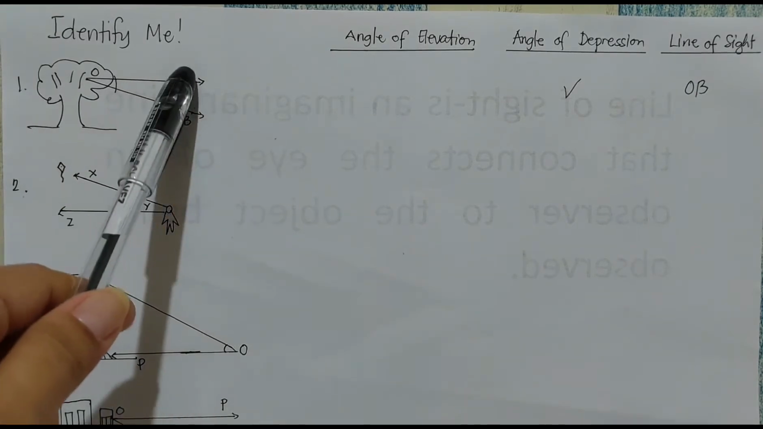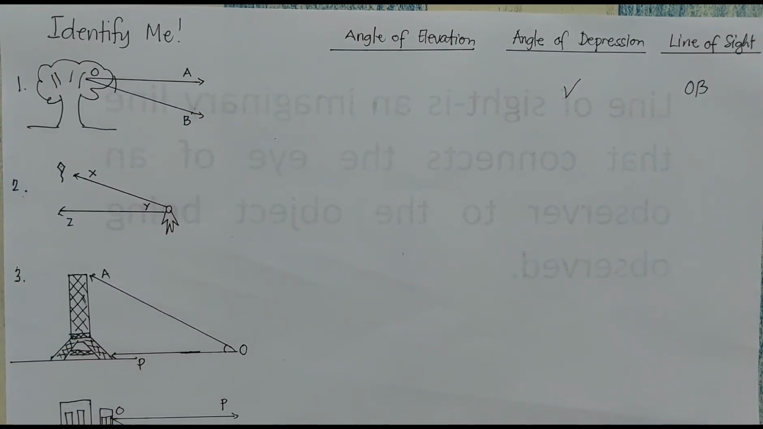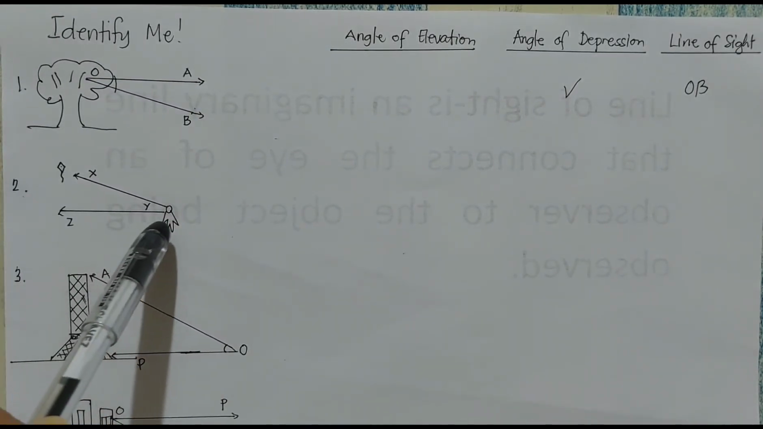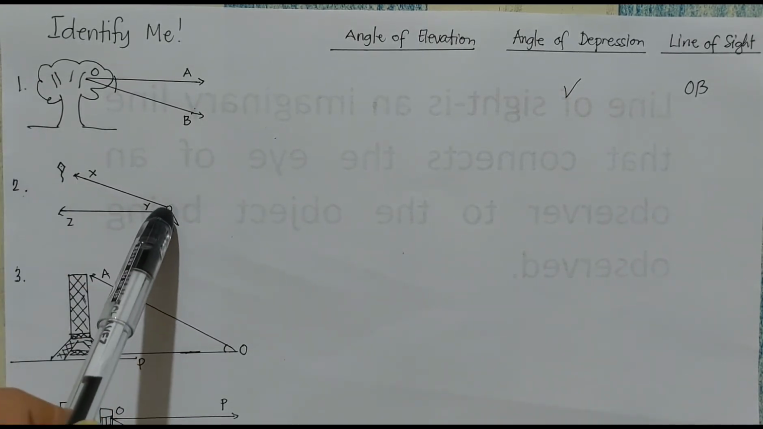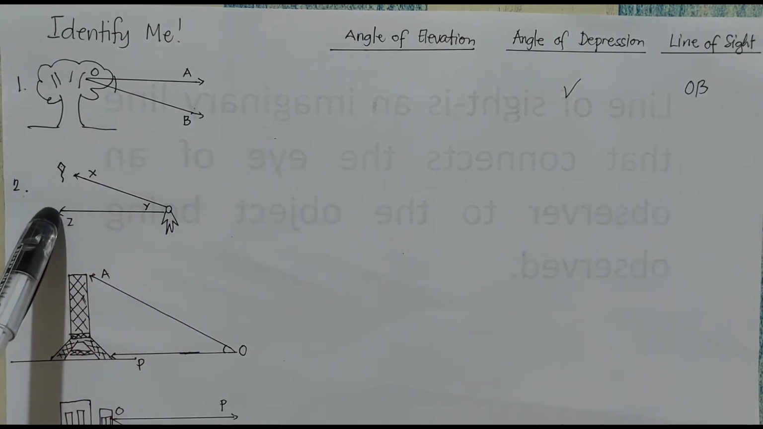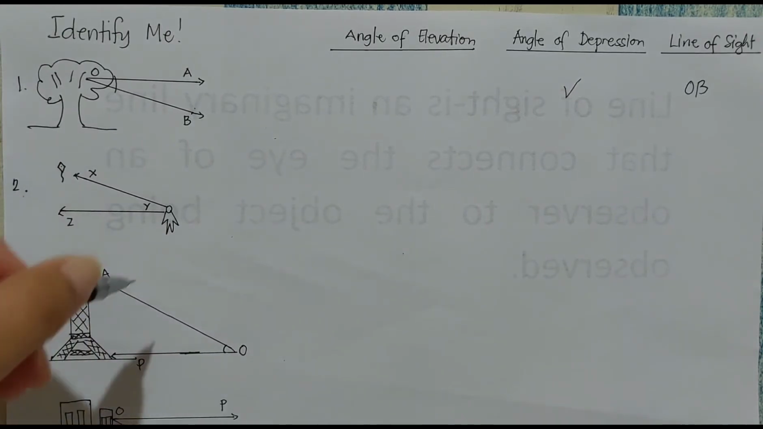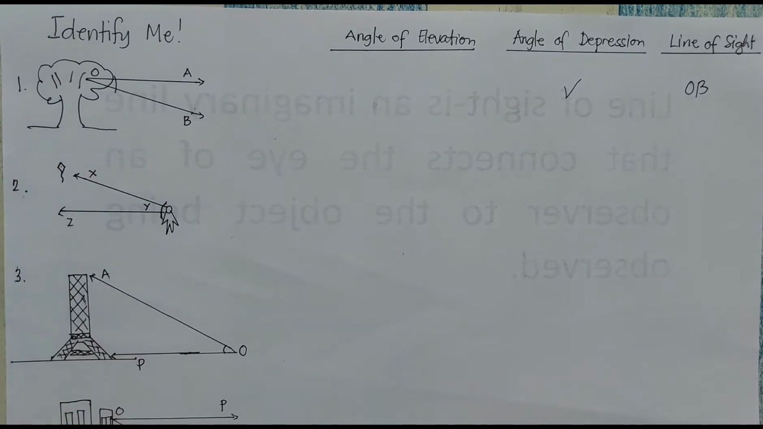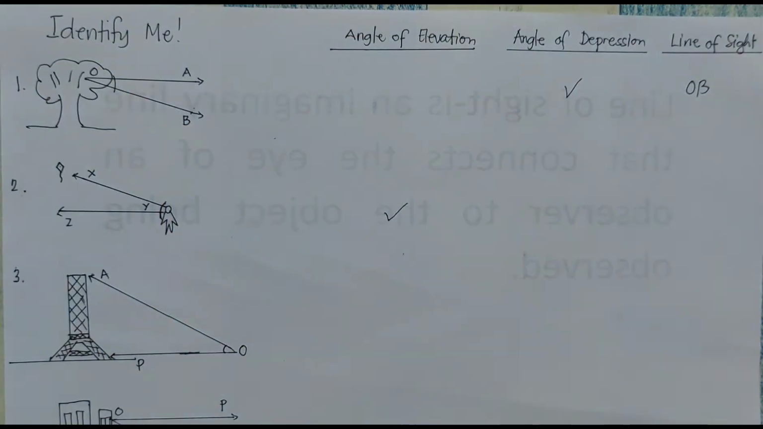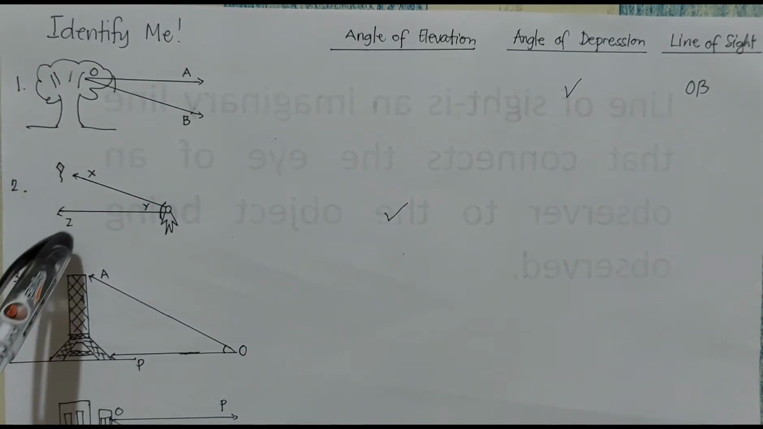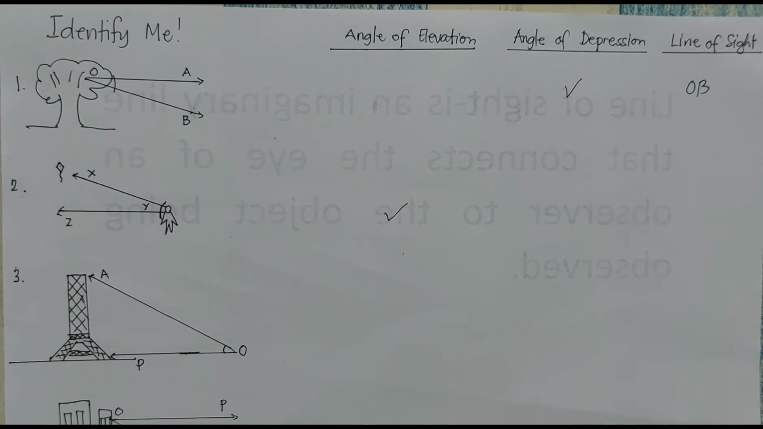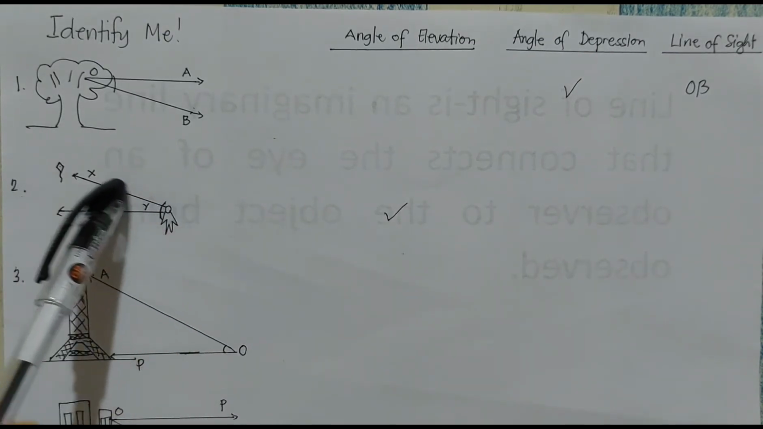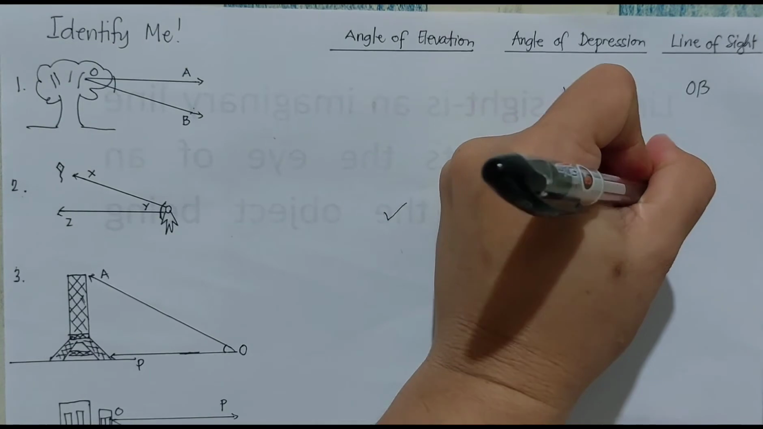For number 2, we have here, for example, a kid looking at a kite. His horizontal line of sight is this one. Since he is looking up, this angle, what do we call that? That is the angle of elevation, because he looks up. So angle ZYX is the angle of elevation, and our line of sight is YX.